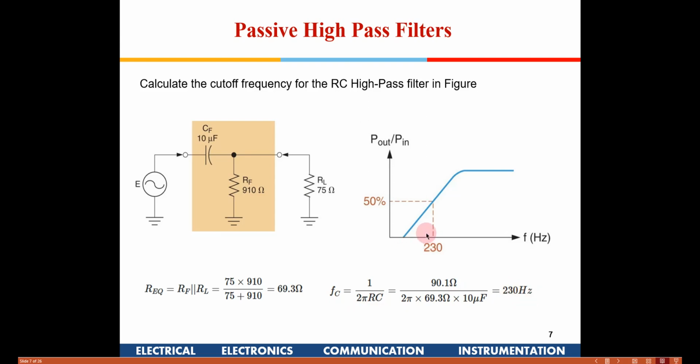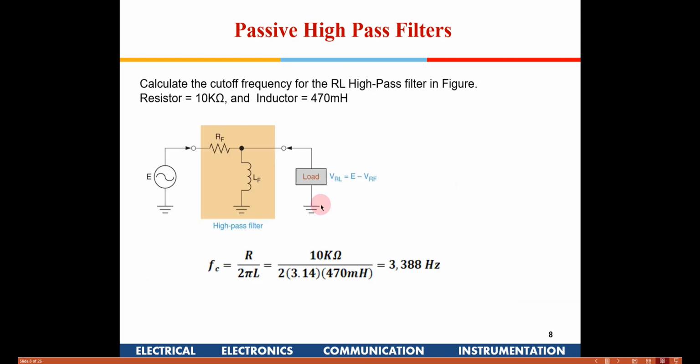So if I have to draw P out divided by P in, at 230 hertz it will be 50% power out here, right? And at high frequency the power P out divided by P in will be 1, and at low frequency it will fall towards 0, and at 230 it will be 50%. Okay, so this is how an RC high pass filter would look like.